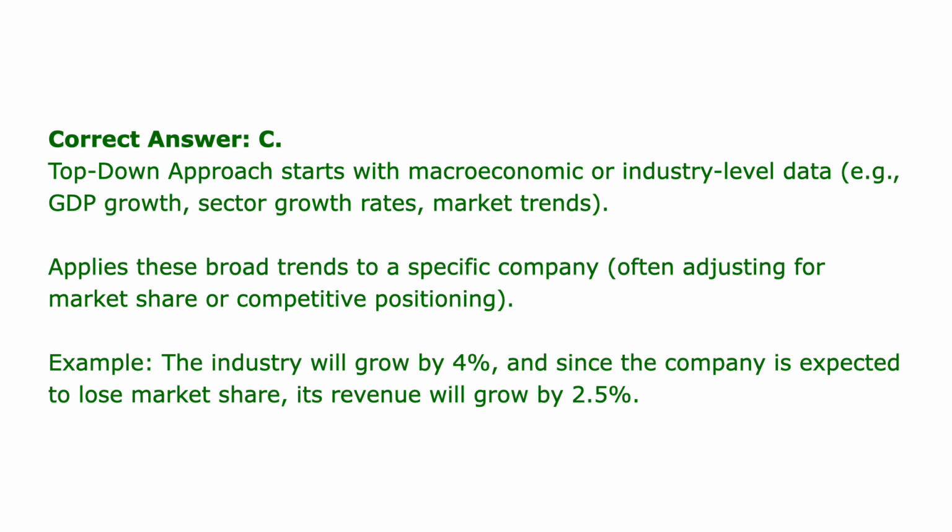Correct answer, C. Top-down approach starts with macroeconomic or industry-level data and applies these trends to a specific company. Data source: macroeconomic or industry-level data, such as GDP growth, sector growth rates, and market trends. Industry growth of 4% with market share loss leads to a company revenue growth of 2.5%.